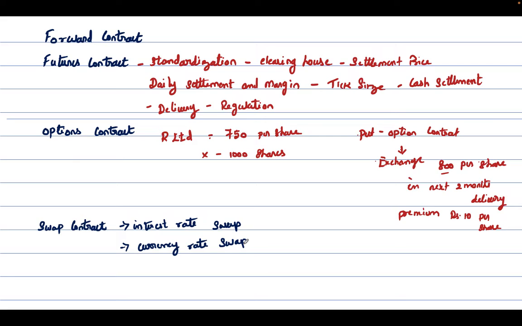So, in interest rate swaps, one party agrees to pay the other party interest at a fixed rate on a notional principal value, and in return it receives interest at a floating rate on the same notional principal amount for a specified period. That is why it is called a swap. So one will be paying a fixed rate, another will be paying a floating rate. So this is called swapping.